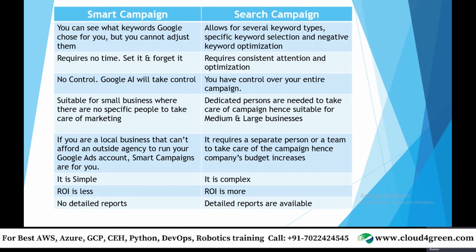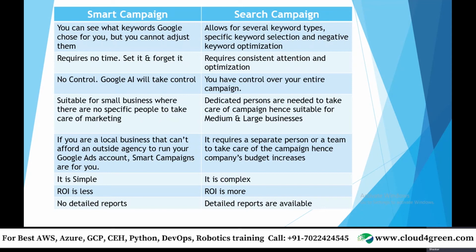But search campaigns allow for several keyword types. Basically, there are four types of keyword types. One is broad match, where everything is considered, so it will show for everything. Then broad match modifier, then phrase match, and then exact match. This is a whole different topic, so we'll study it later.